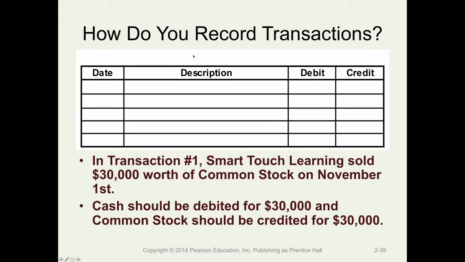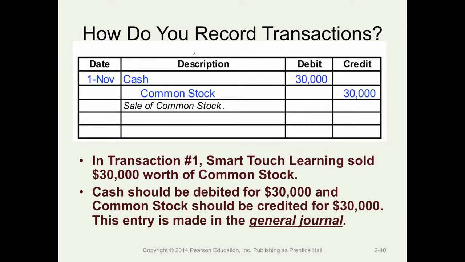Now, let's take a look at some transactions. We'll just do a few from the series of transactions that we've already covered for SmartTouch. So in transaction 1, we know that SmartTouch sold $30,000 of common stock on November 1st. We know that cash is received and common stock is issued. This means that cash received is an asset that increases, so we debit cash. And we also know that equity has increased, and we increase equity by a credit, making the actual journal entry.